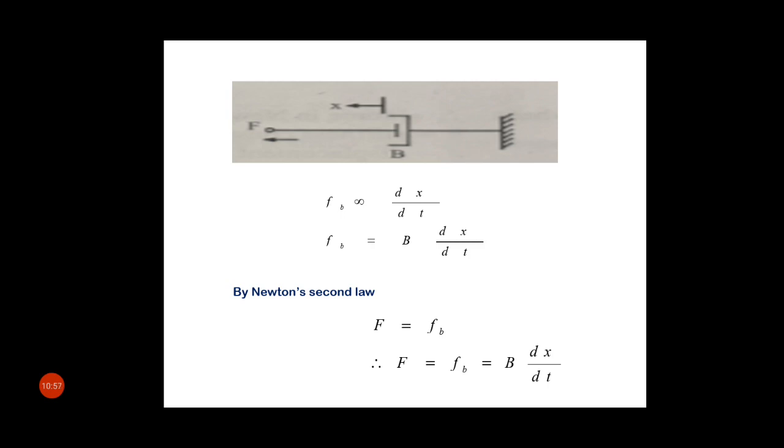Okay, so if we eliminate this proportional term, then we introduce one constant, b. Actually, b is the viscous friction coefficient. Fb is the reactive force, so this reactive force is equivalent to b into dx/dt. According to Newton's second law, applied force F equals this reactive force. So that's why F equals b into dx/dt.